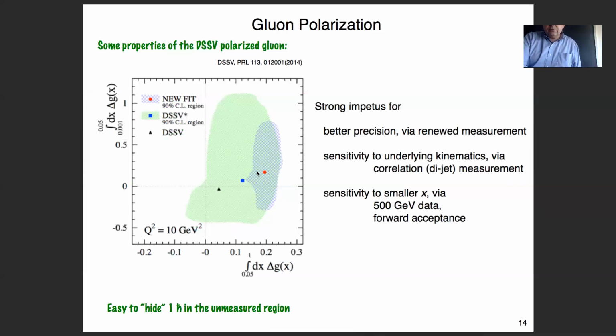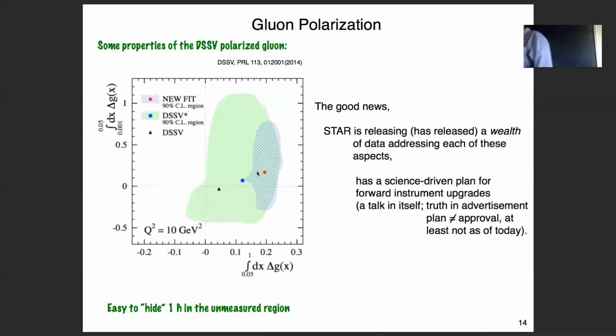Now, what is great news is that STAR is actually releasing, or has published, and is continuing to do so, a wealth of data addressing each of these aspects. We also have what I think is a good plan, and certainly an endorsed plan by PACs, for forward instruments that actually drive us to smaller x values. That's a talk by itself. I don't want to go there.